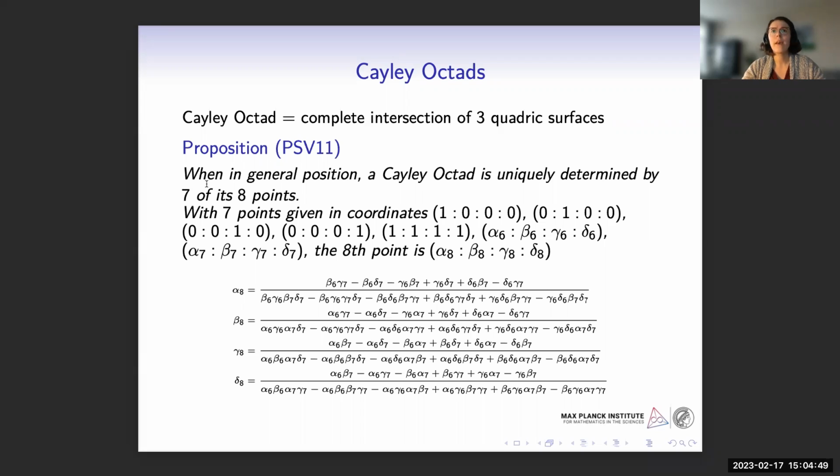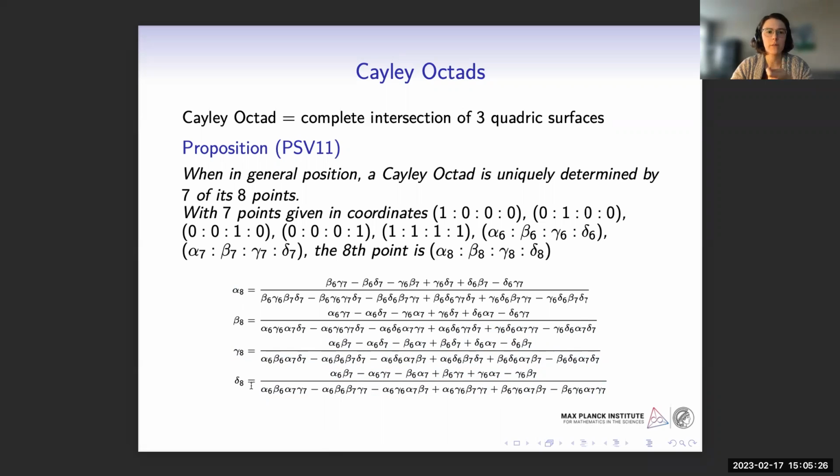They proved that if we have points in general position, then the Cayley octad is determined already by 7 of its 8 points. So in general linear position, I'm choosing the first 5 points as a projective basis. I have 2 more points, then I can compute the 8th point by using these rational functions that we see here. Of course, general position also includes that in this formula I'm not accidentally dividing by 0, right? Okay. This is a really nice result because 7 points give me already the 8th point.